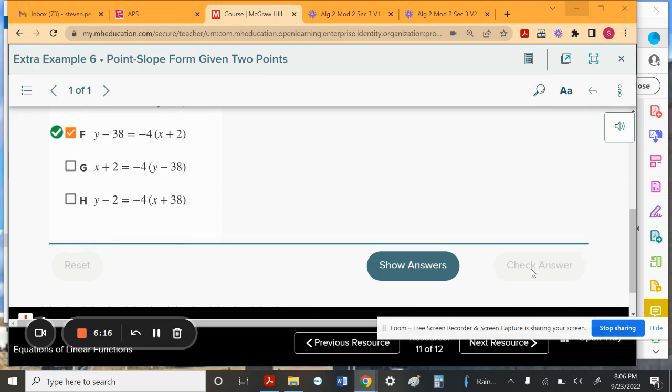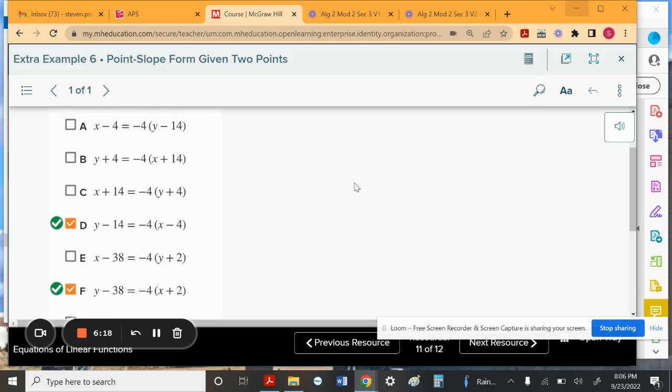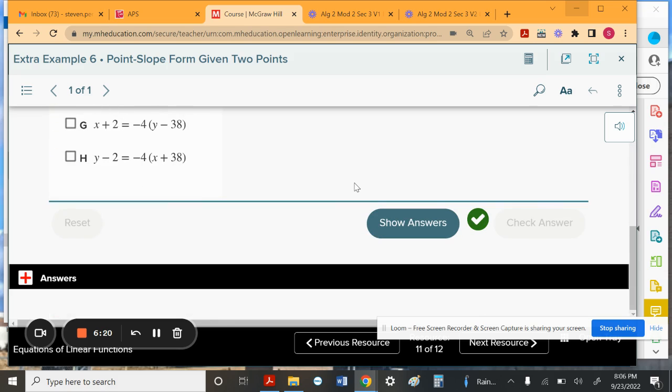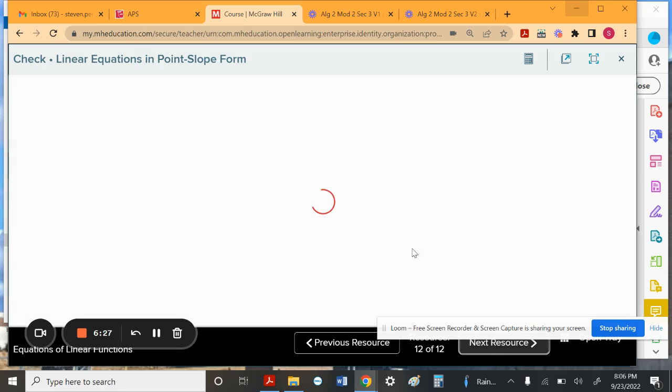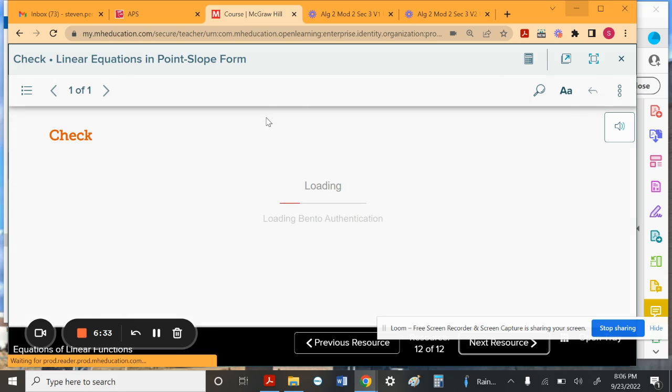So let's check our answer. Okay, and then we've got those two potential answers on that one. And I believe that's it. The next thing will be a check for point slope form, which you need to go and do and get turned in as soon as possible. And that's it for section 2-3.